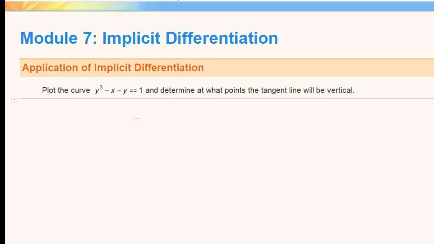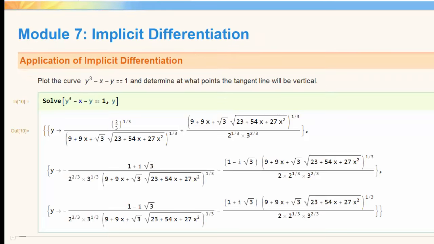As I'm trying to start this problem, the first thing I might want to do is just solve the equation for y. If I can solve it for y, I can use the plot command, calculate the derivative, find the slope of the tangent line and go from there. So I might start off by trying to solve y cubed minus x minus y equals 1 for y. But when I try to do that, you can see that I get a very complicated result.